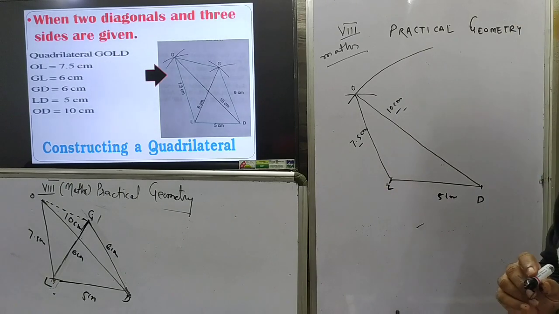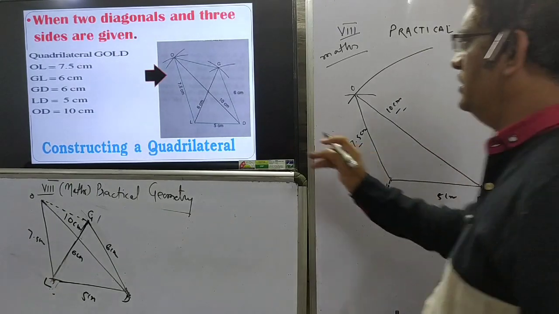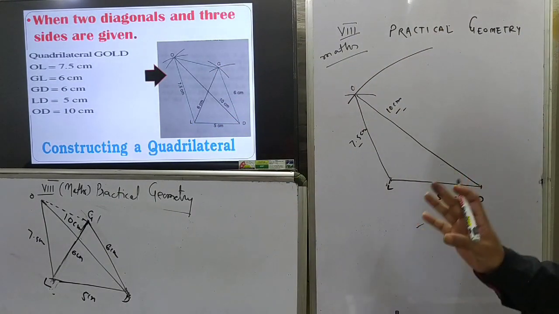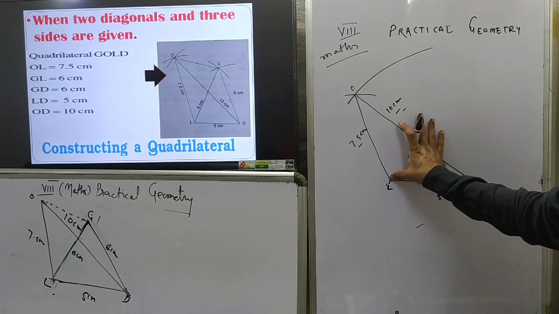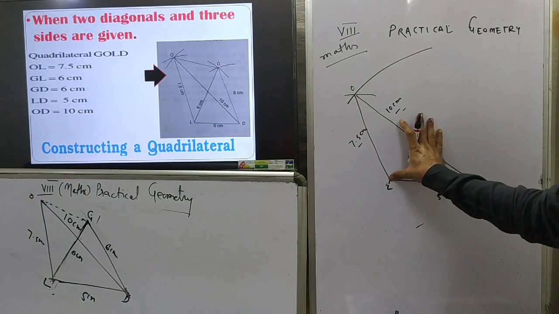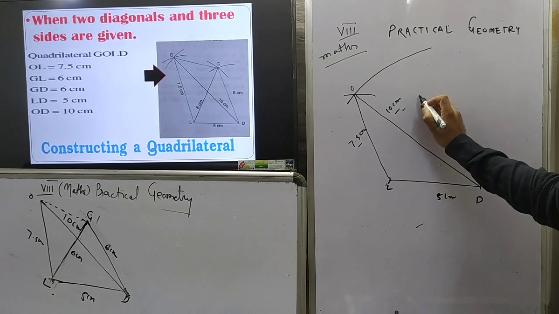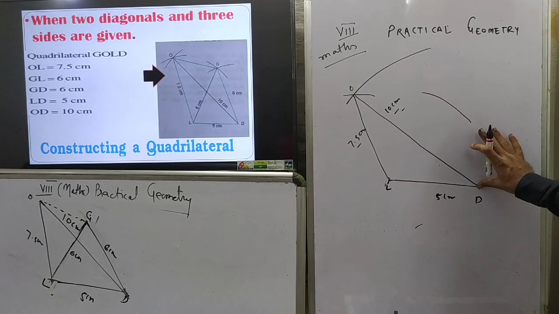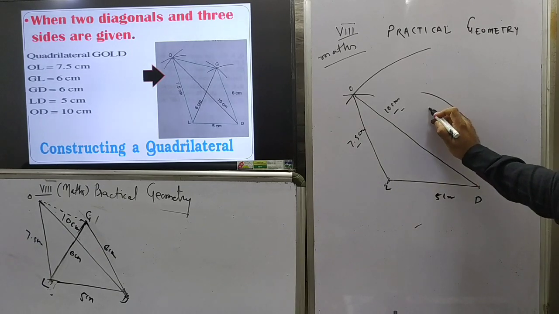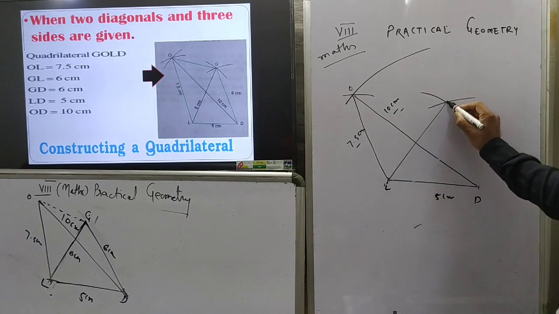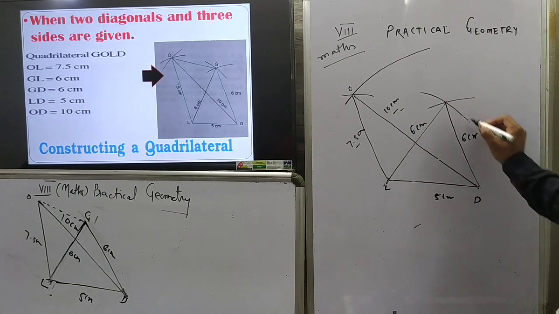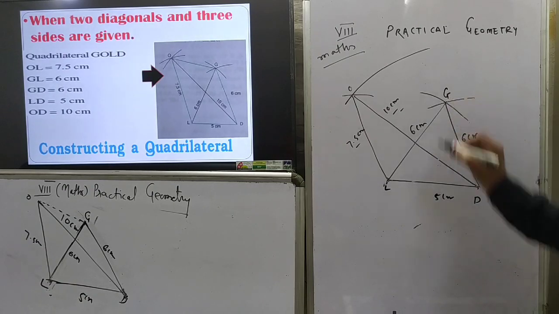Now the remaining point is G. For G, what is given? GL and GD are 6 centimeter. So for that we have to take 6 centimeter in the rounder. Put the metallic end of the rounder at L and draw one arc of radius 6 centimeter. Put the metallic end of the rounder at D, with the same radius 6 centimeter, and draw another arc. These two arcs intersect each other at a point, and this point of intersection is G.